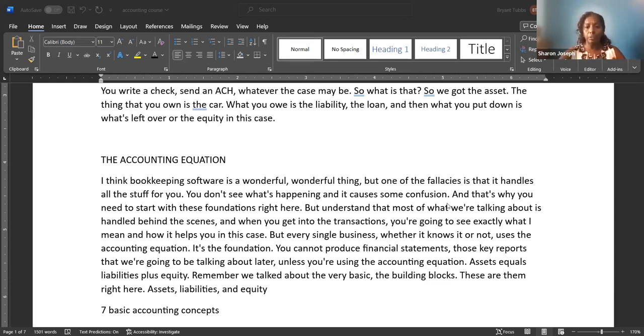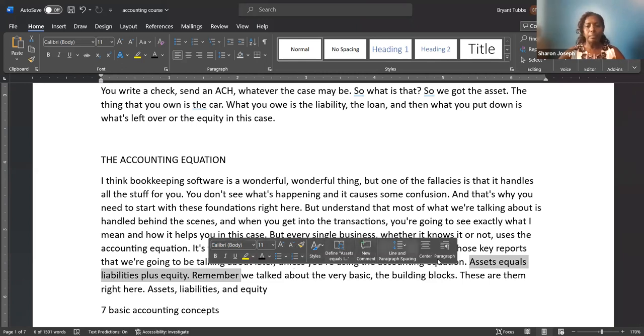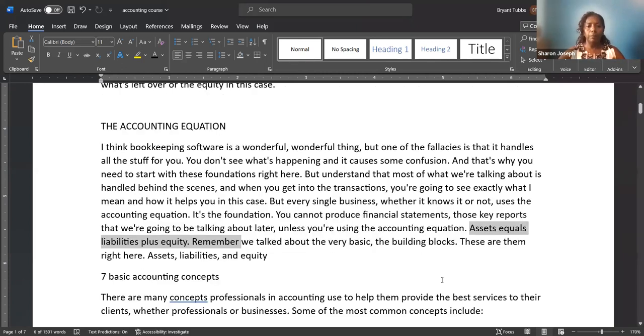When you get into the transactions, you're going to see exactly what I mean and how it helps you. But every single business, whether it knows it or not, uses the accounting equation. It's the foundation. You can't produce financial statements, those key reports that we're going to talk about later, unless you're using the accounting equation. Assets equals liabilities plus equity. Let me repeat that again because you will hear that many, many times. Assets equals liabilities plus equity. Remember, we talked very basic, the building blocks. These are them right here: assets, liabilities, and equity.